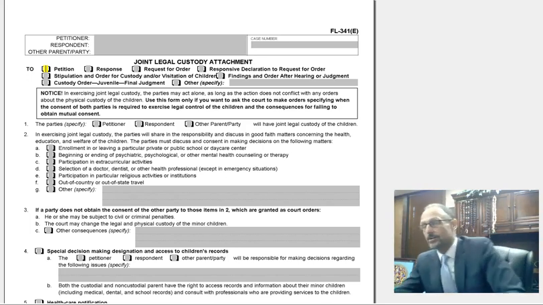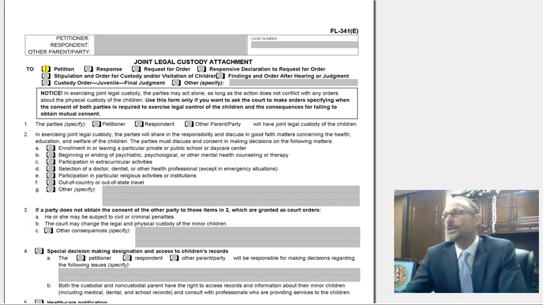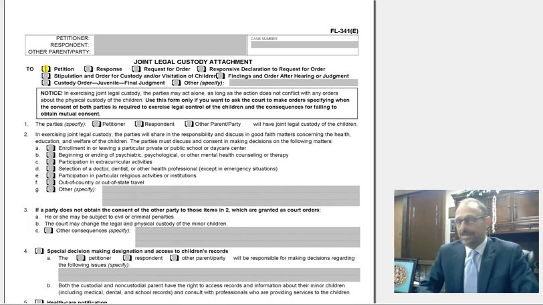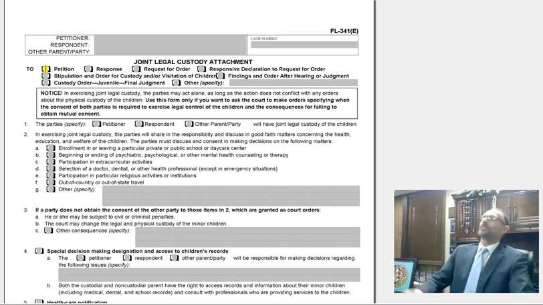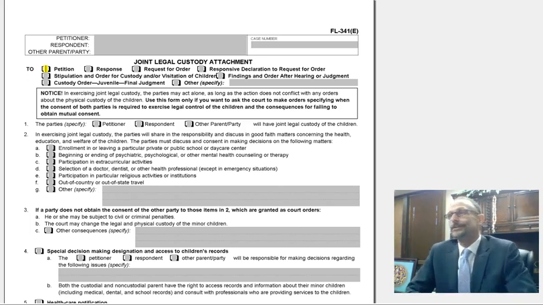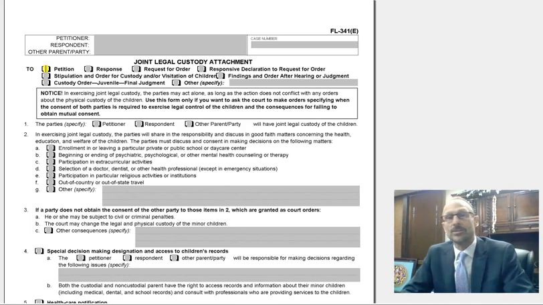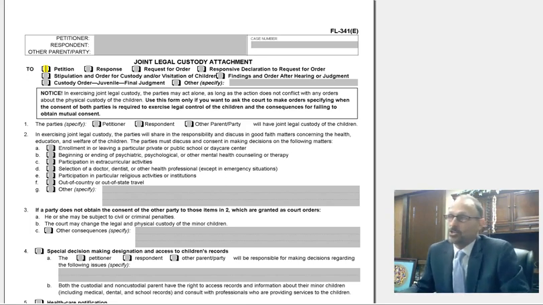There's also a place in this form, and I'll let you know, this form can also be used if you're going to have one person be in charge of any particular issue. And I'll give you an example. Let's say father is in the military and is stationed in Afghanistan. Or let's say mom's in prison for check fraud. Who knows? But you still want to have joint legal custody with regard to a lot of issues.